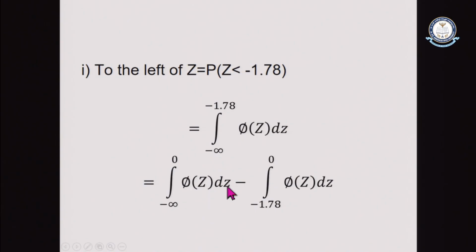Then what is the variate here? Minus 1.78 to 0. So the total area, subtracting this value, then I will get the required value. Left of the Z, here minus infinity to 0 means 0.5. So 0.5 minus this part value. Then we will get how much area is occupied by the left of the Z. That is one case.